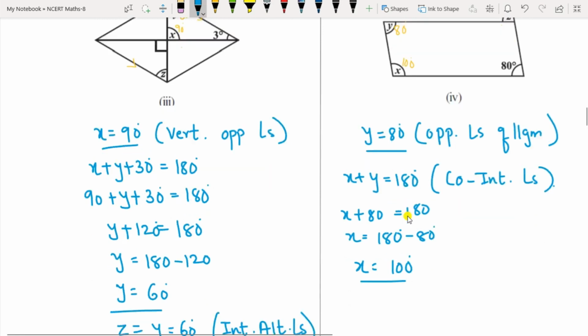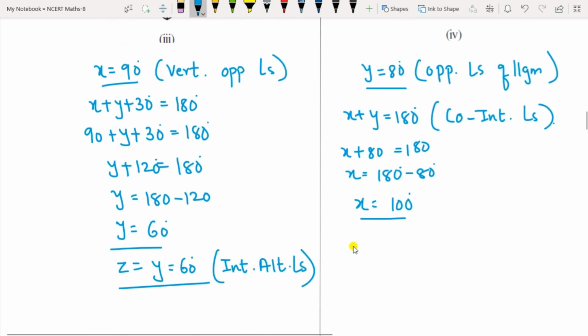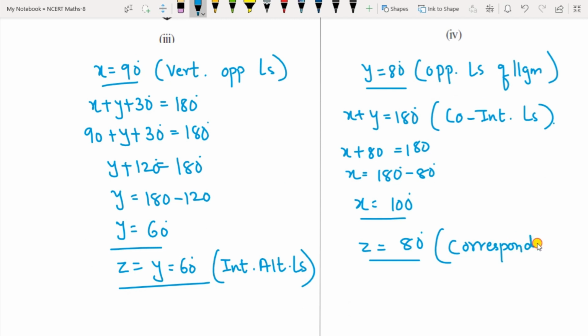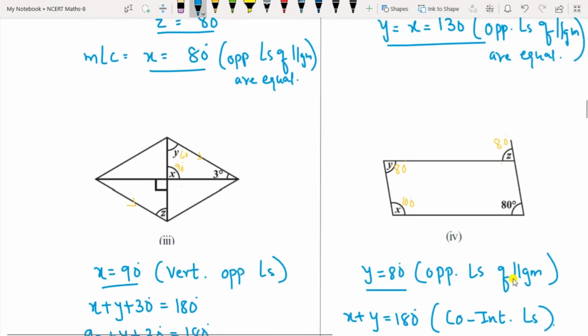Now you have to find the value of z. So z equal to 80. The reason is corresponding angles. It is forming the corresponding angles with this 80. So this one and this one. It is corresponding angles. You can see the L shape here. Okay.